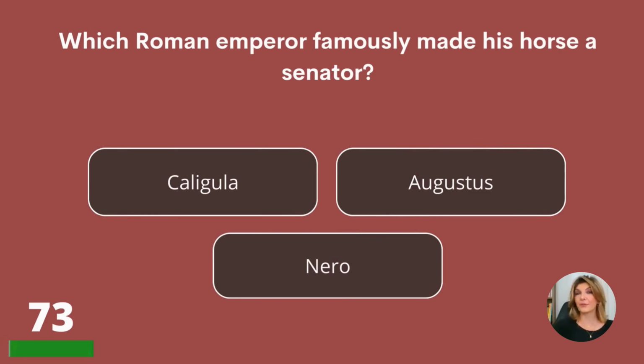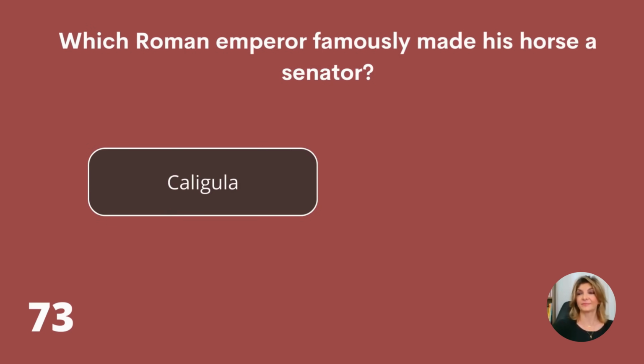Which Roman emperor famously made his horse a senator? Caligula, Augustus, or Nero? Caligula.